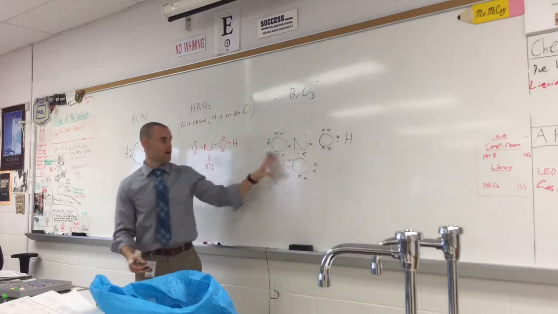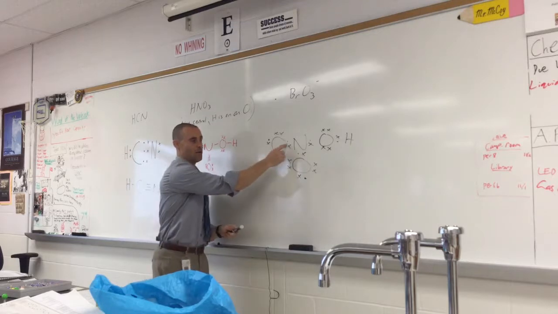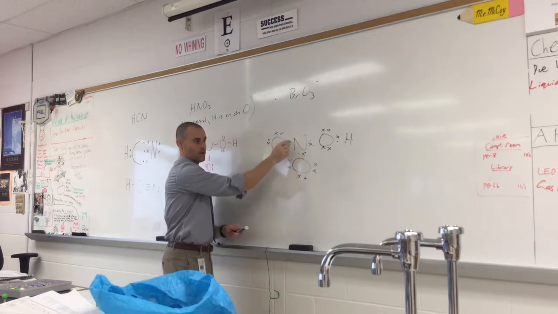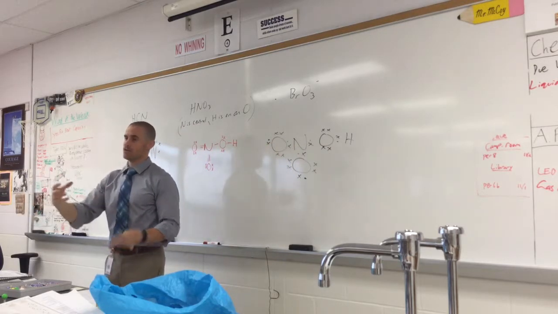So right here, 8, 8, 8, 2, we're good? If we make one double bond, and it doesn't matter where it goes, either here or here. Let's put it right here. We make one double bond. What does that really mean? You need one electron from nitrogen, one from oxygen.